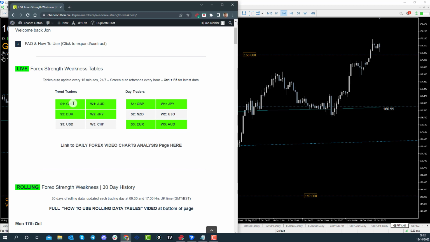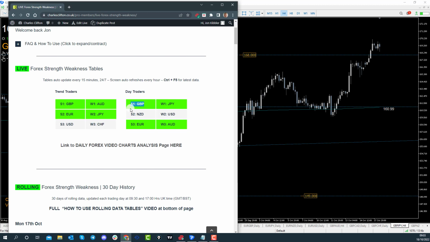Well, it's showing us that pound still remains at S1 on the trend traders and the day traders table. We can see that the yen has dropped slightly, so the yen was one of the weakest currencies, especially on the day traders. That remains on the day traders, and it is at W2 on the trend traders. Euro is the second strongest and dollar is the third strongest on the trend traders. The weakest on the trend traders is the Aussie, followed by the yen, followed by the Swiss franc.